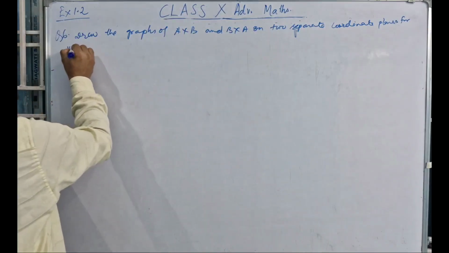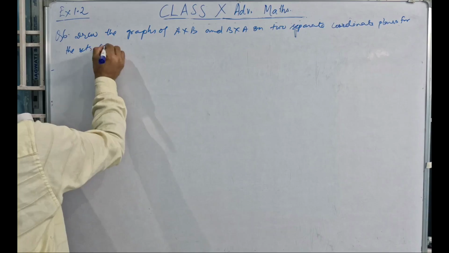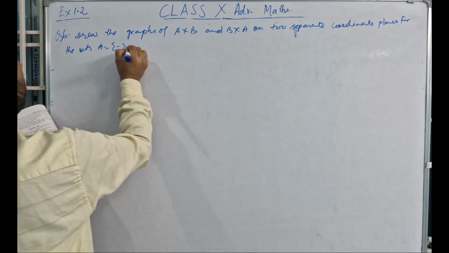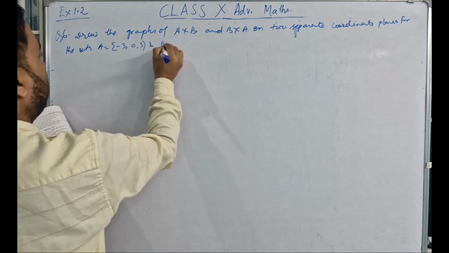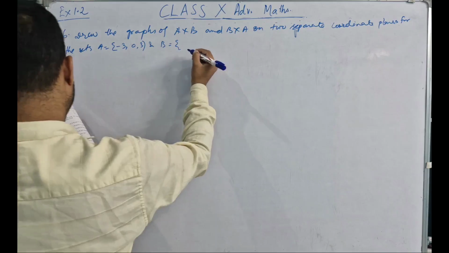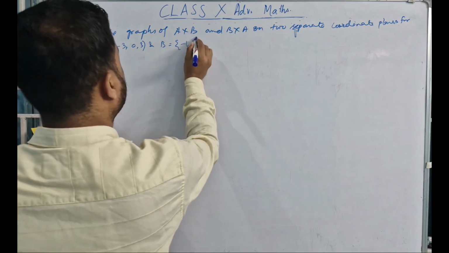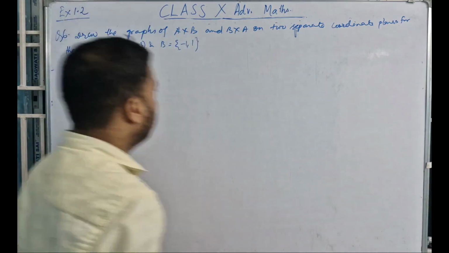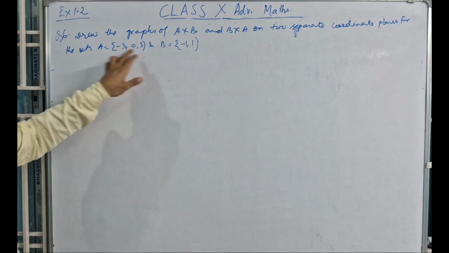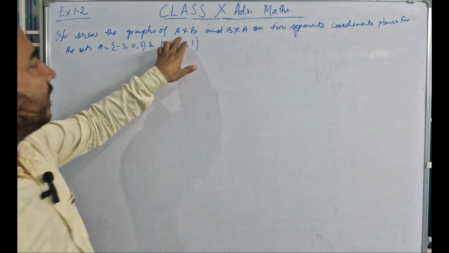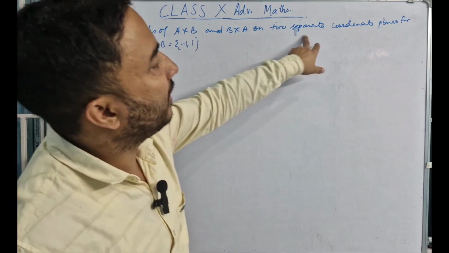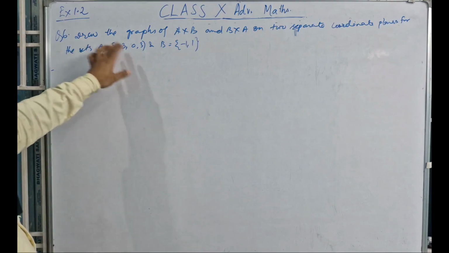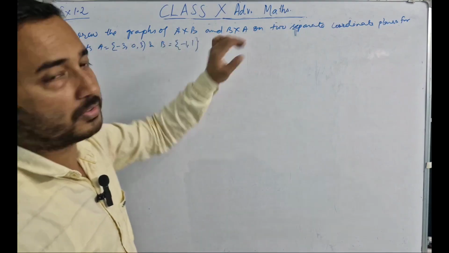For the sets A is equal to minus 3, 0, 3, and B is given as minus 1, 1. A and B are two sets given. You have to find A cross B and B cross A on two separate coordinate planes. You have to draw the graphs. So before you draw the graphs, you must find A cross B and B cross A, right?